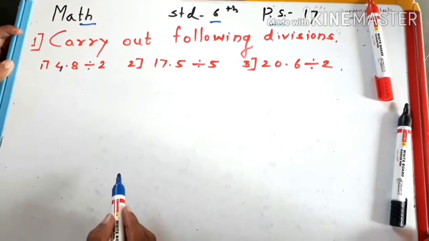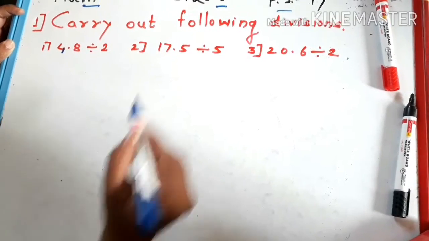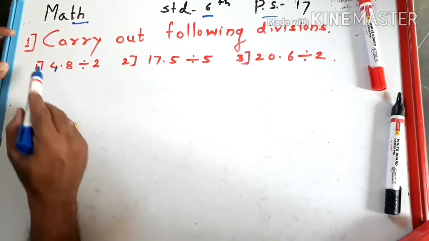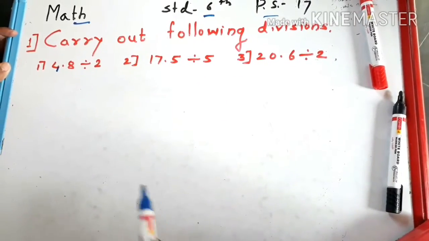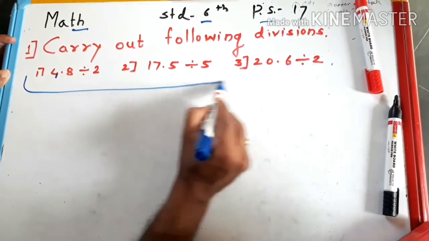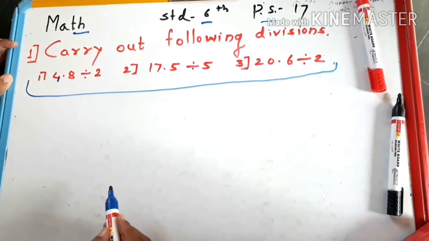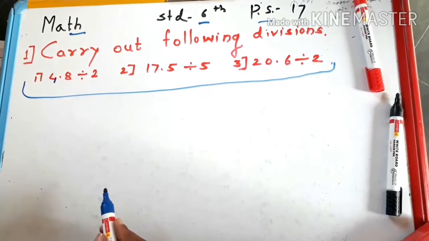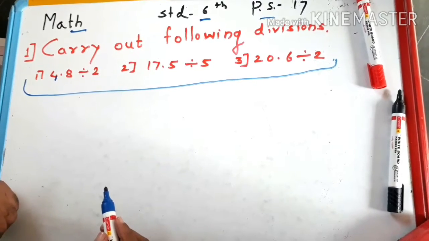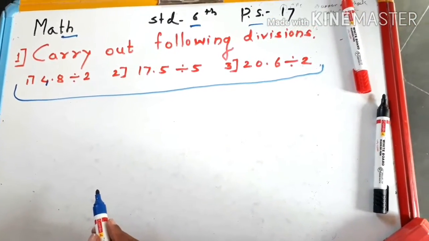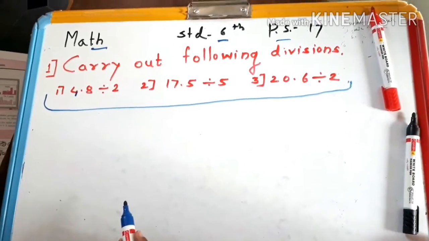My favorite and simplest subject, math, standard 6th and practice set 17. The question is: carry out the following divisions. These three examples are given here and we have to solve them one by one. Earlier we had seen the example of multiplication of decimal fractions. Here we see the division of decimal fractions.